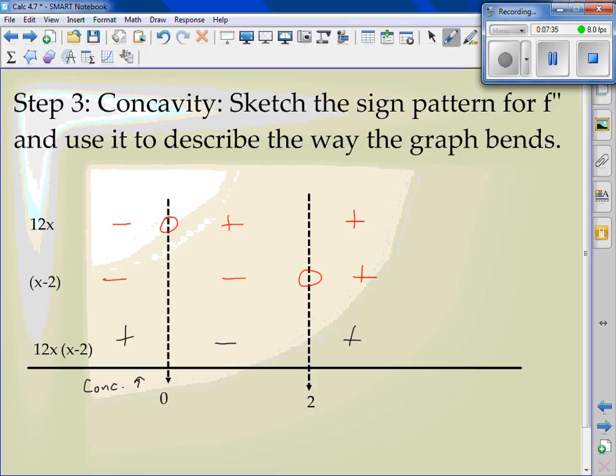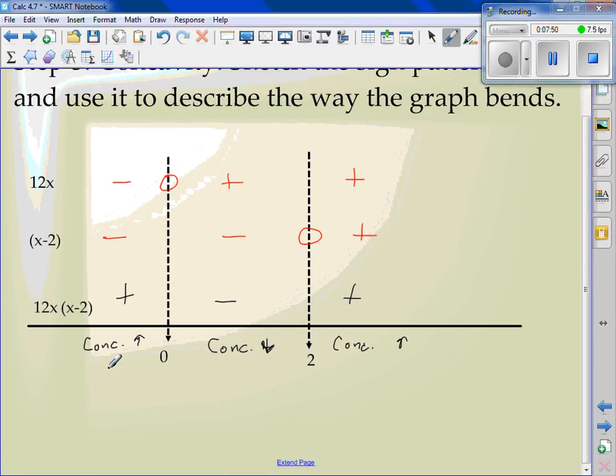What this tells me is this is concave up. This is concave down. And this is concave up. The way to think of this, it's going to be like this, it's going to be like this, it's going to be like this.